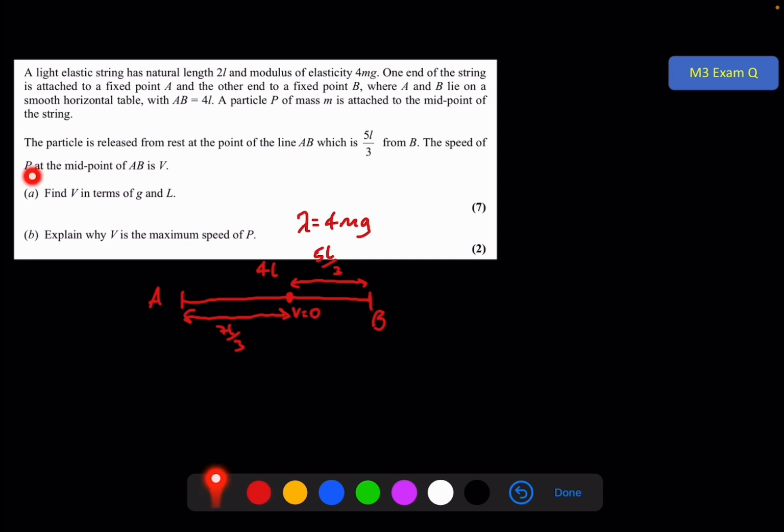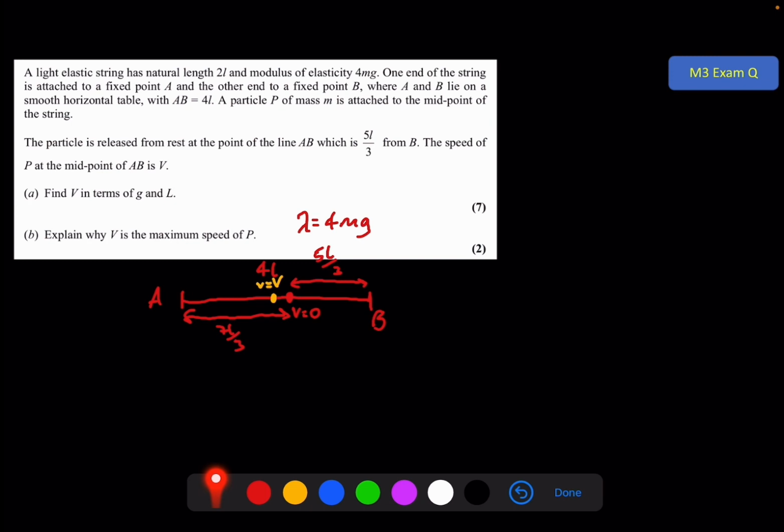The speed of P at the midpoint of AB is V. So it's held here, it's released, and it goes this way. And as it passes through the midpoint here, the speed is V. So in yellow here, little v is equal to capital V. Okay, take a moment here and think about what's going on. We've got the particle here, and although it's one long string, I think it's going to be much easier to consider this as 2 separate strings.